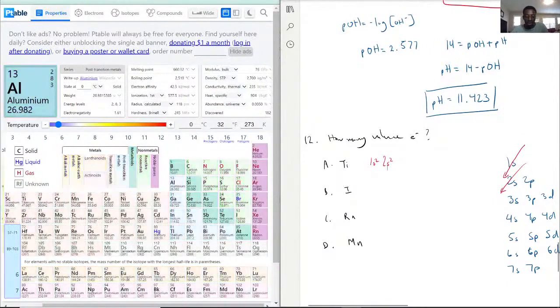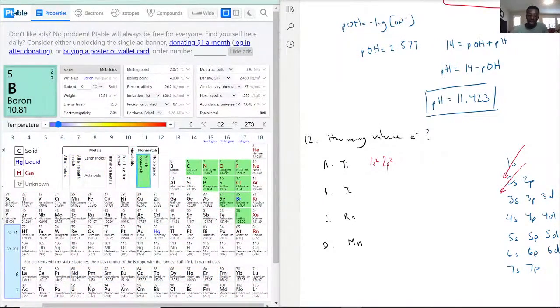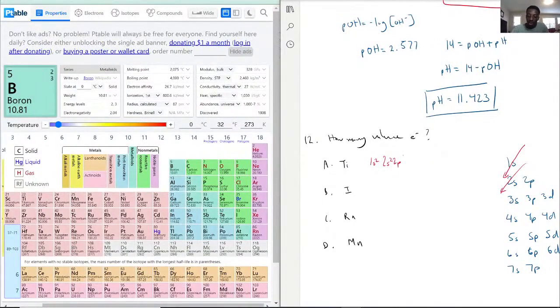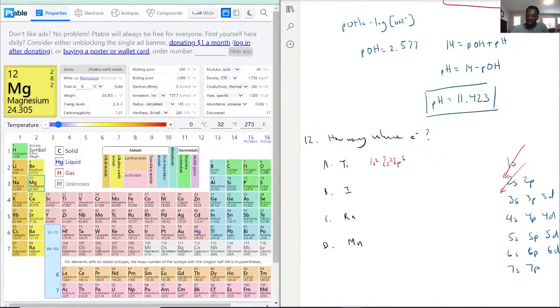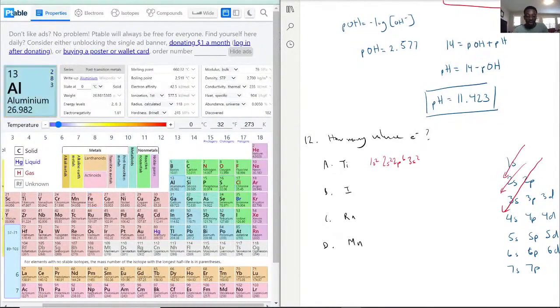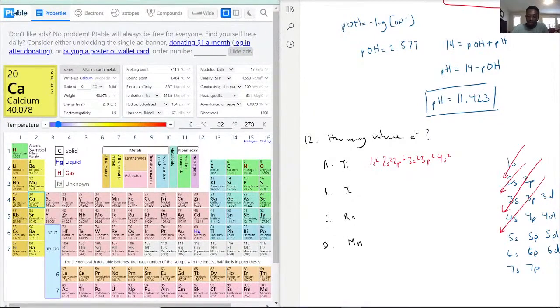Boron through neon now, that's your p subshell. So that would be 2p6. And sodium through magnesium, that would be 3s2. So this is completed. Okay. And then now we do the same thing here. Aluminum to argon, that's 3p6. And potassium to calcium is 4s2. Okay, so we've completed those.